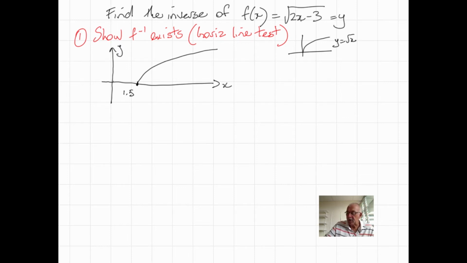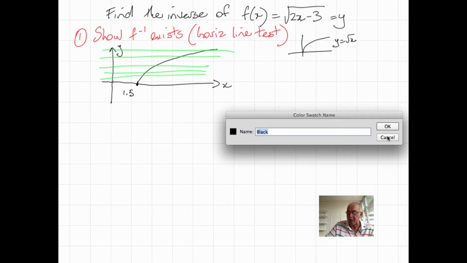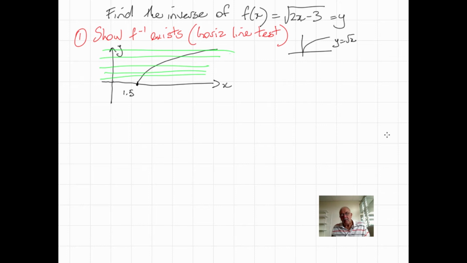And the horizontal line test just says there's nowhere I can draw a horizontal line and cut the graph twice. Theoretically this graph goes on forever and it never actually flattens out. It gets less and less steep as it goes, but it never actually goes horizontal. So by the horizontal line test, we've got f to the minus 1 of x exists, and that's sufficient.